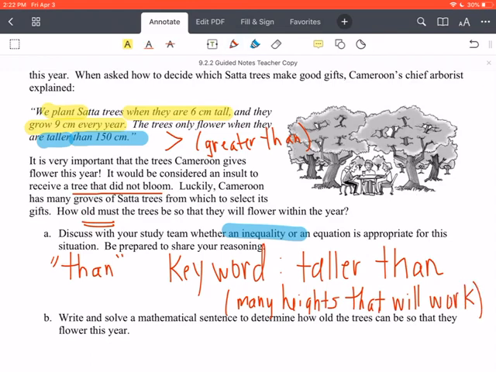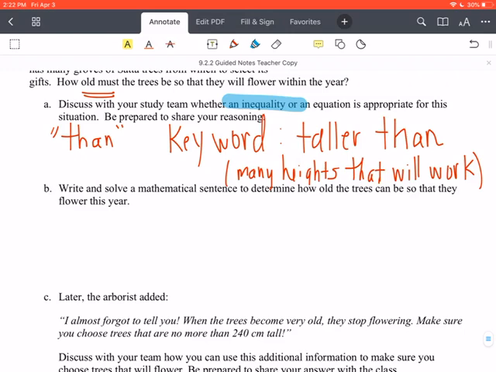So, let's see what they're going to have us do. Write and solve a mathematical sentence. Now, they're saying that because they don't want to say equation, because we just said that an inequality is what we need. So we're going to write a mathematical sentence that's going to help us determine how old the trees can be so that they flower this year.